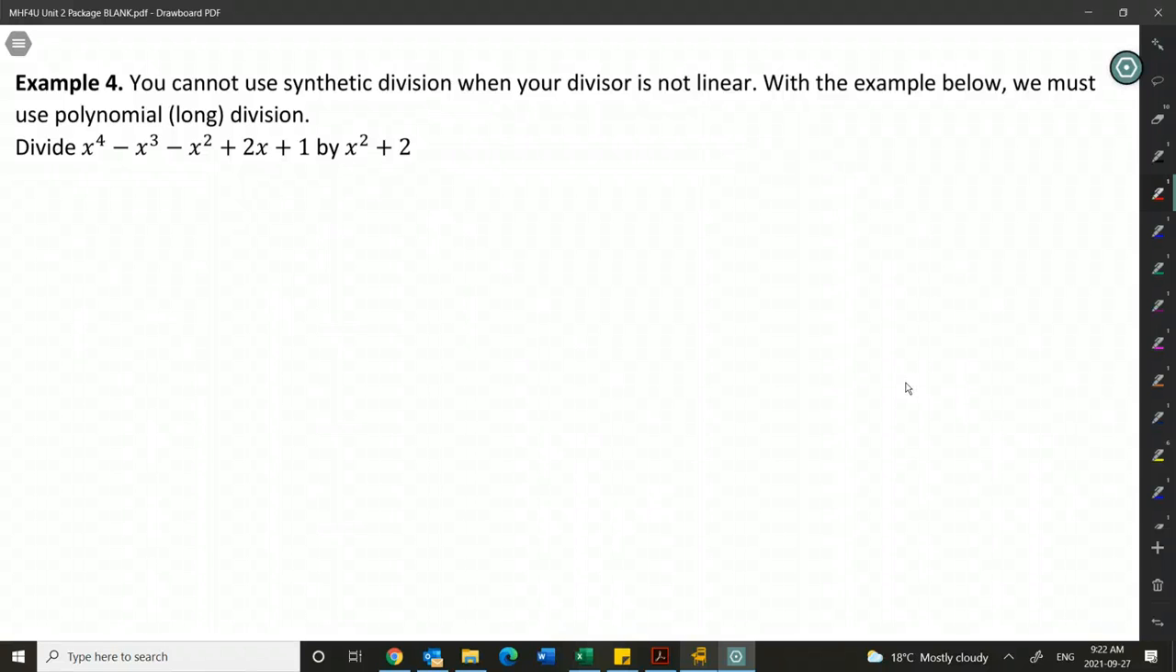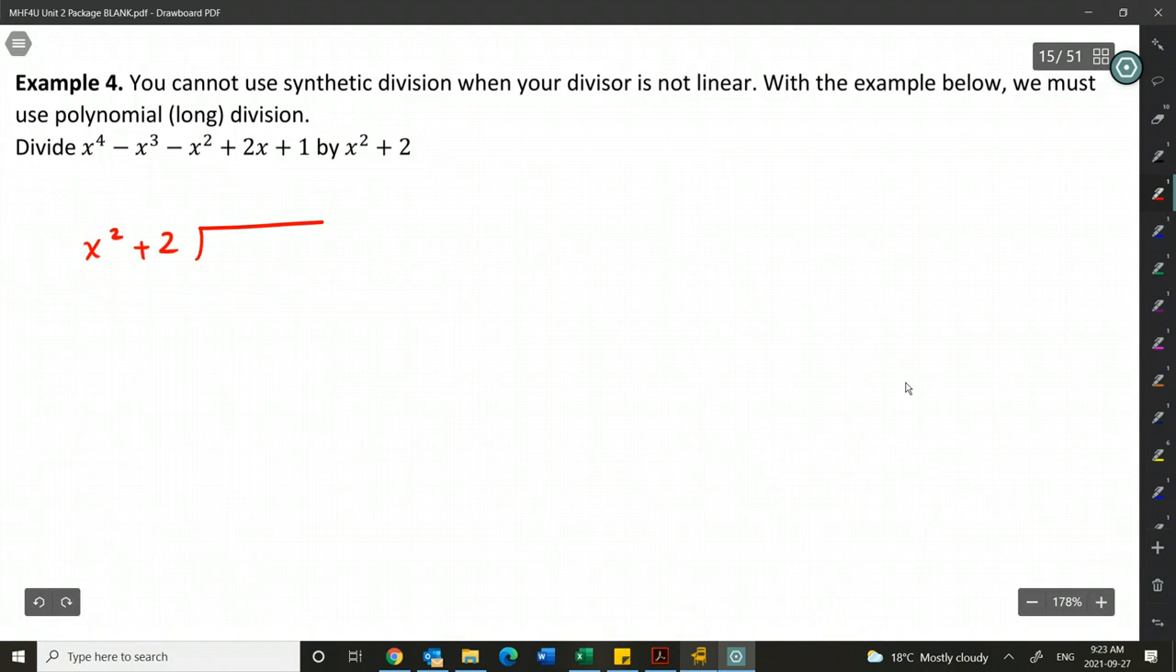All right, so in our example below, we have something similar to some of our homework questions, so we're going to try this out. Nonlinear divisor, I cannot use synthetic division. I must use the long division form. We call this polynomial division. So dividend and divisor, we'll just set those up with our division here.